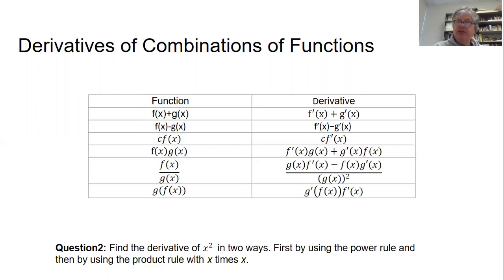Okay, so the other module question is find the derivative of x squared in two ways. The easy way is just to use the power rule, and that should be really straightforward. But you notice that x squared is the product of two functions, x times x. So do the product rule and just verify that you get the same answer as the power rule.